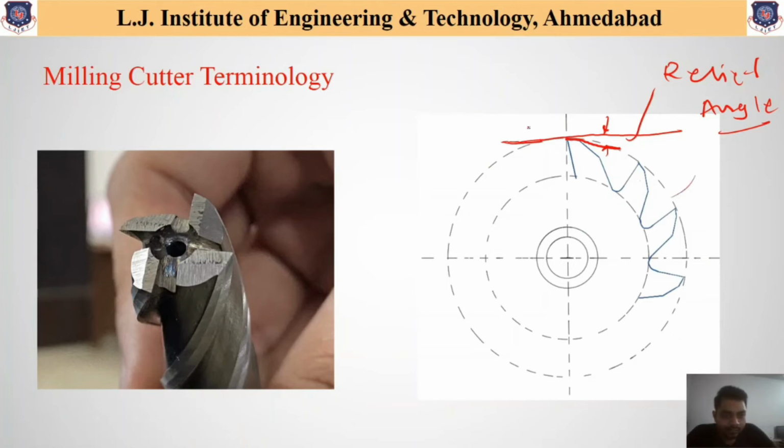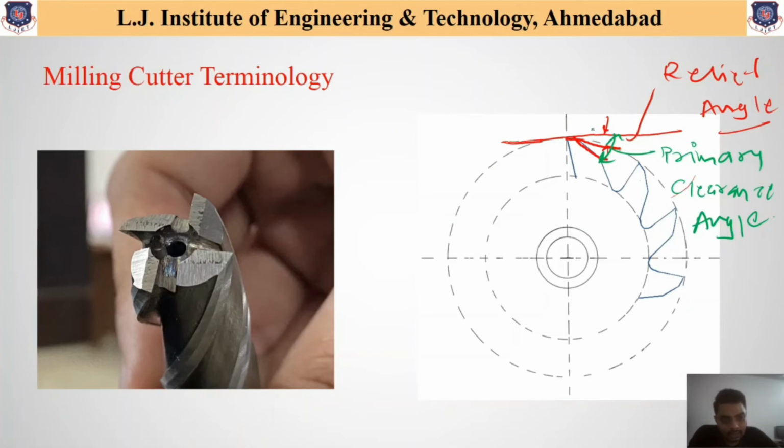Again, if we see this horizontal line and this second line, this second line forms a certain angle, and this angle is called the primary clearance angle. So this second line makes an angle with the horizontal, which is called the primary clearance angle.